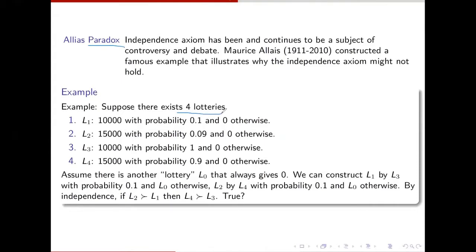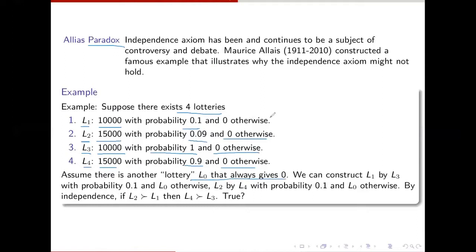Actually, I'm going to show you 5, but let's first see the first 4. Lottery 1, you get $10,000 with probability 0.1, which is 10%, and 0 otherwise, which means 90% of the time you get 0. L2, you get 15,000 with probability 0.09 and 0 otherwise. L3, you get 10,000 with probability 1, which is sure, and 0 otherwise. L4, 15,000 with 90% and 10% you get nothing. And then there's another lottery, L0, that always gives you 0.